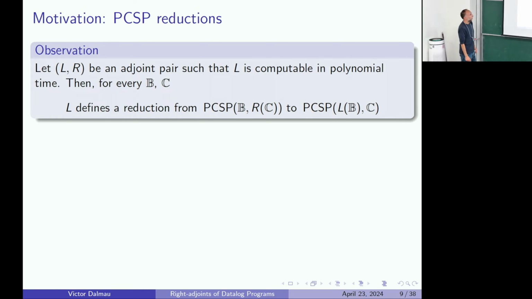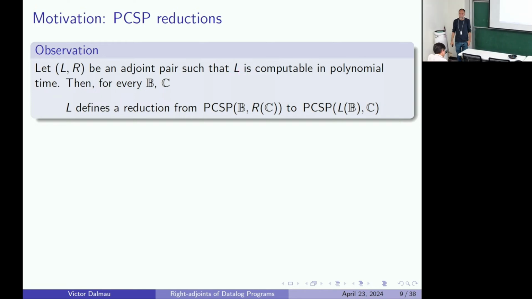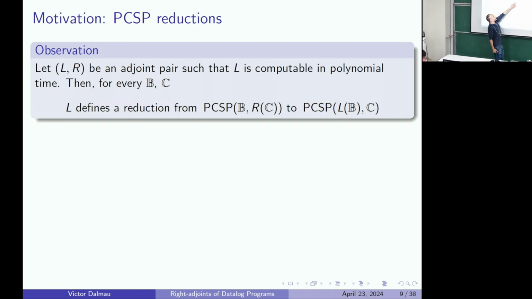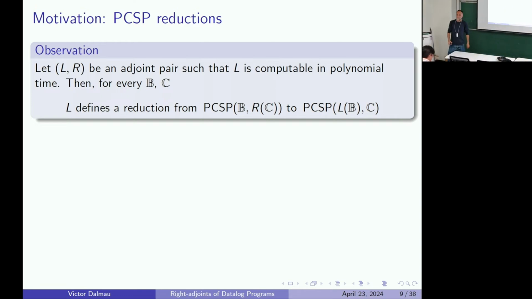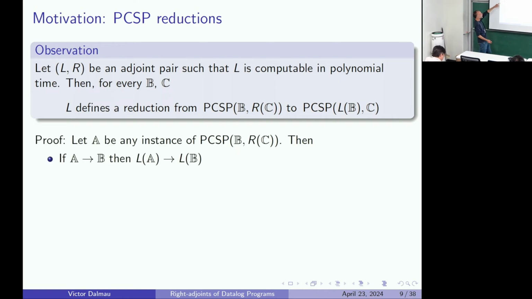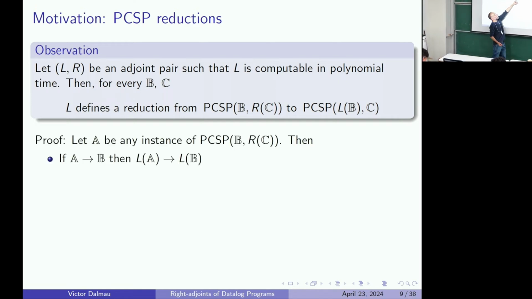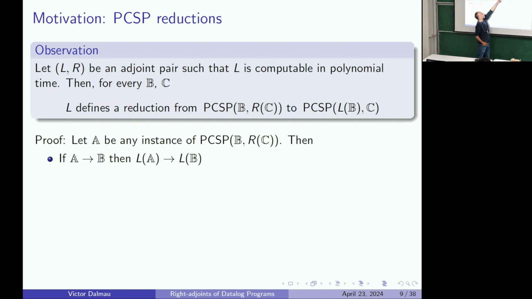Thank you. So now, why do we care? We care because this gives us PCSP reductions. So assume that we have an adjoint pair, and now in addition we want L to be computable in polynomial time. Then L defines a reduction from these two problems, for every B and for every C. I'll show it in a second. Actually, it just follows from the definition. It's nothing deep. So let's take an instance here. If it's a positive instance here, so it maps to B, then because it's a functor, the image according to L should map to L of B.